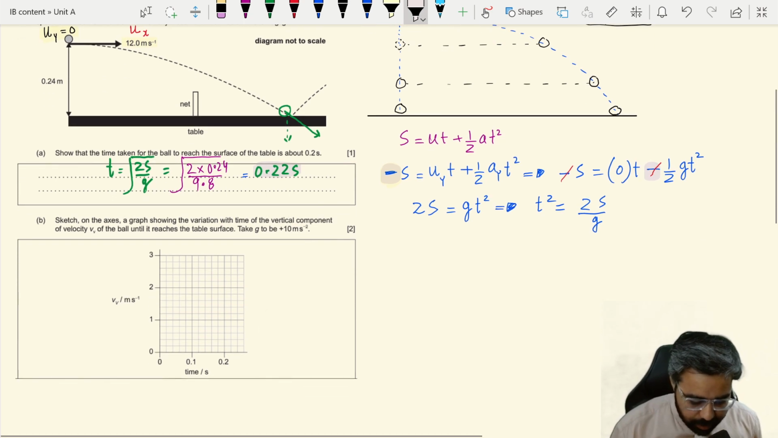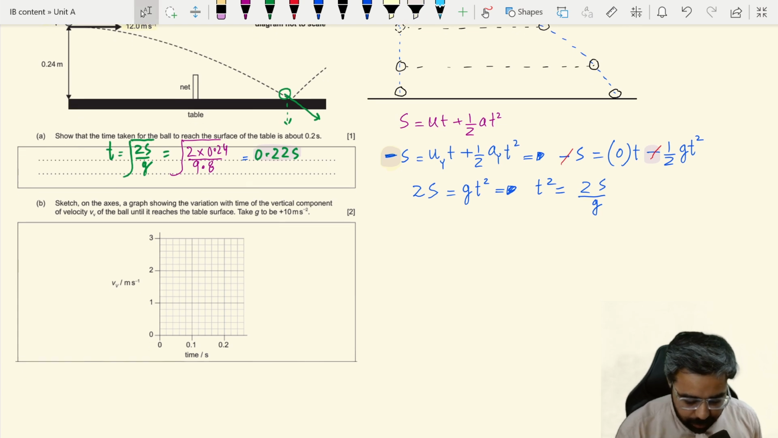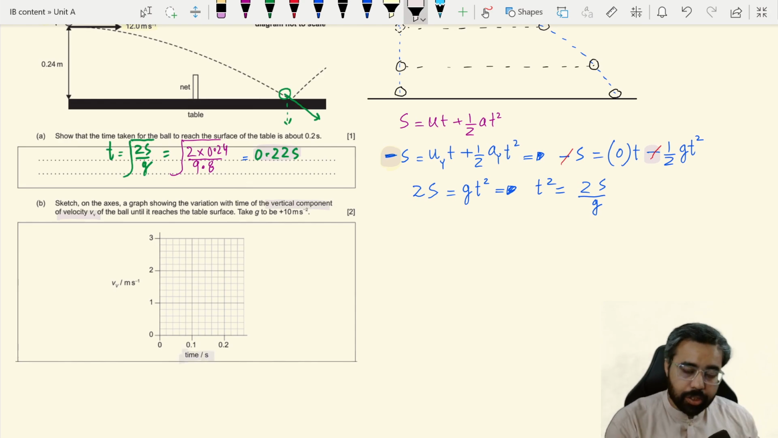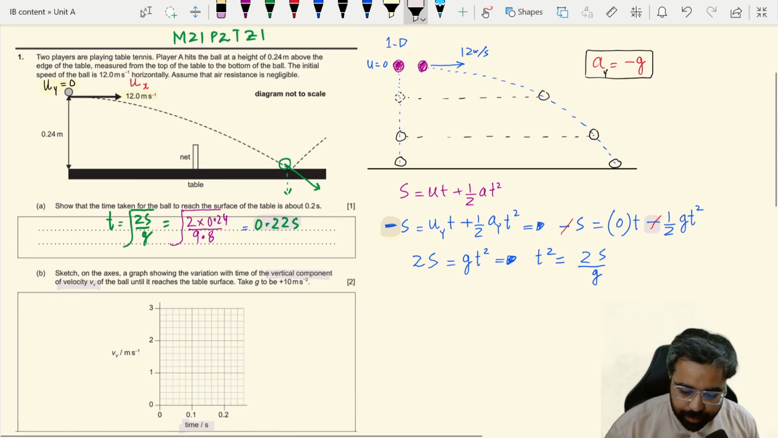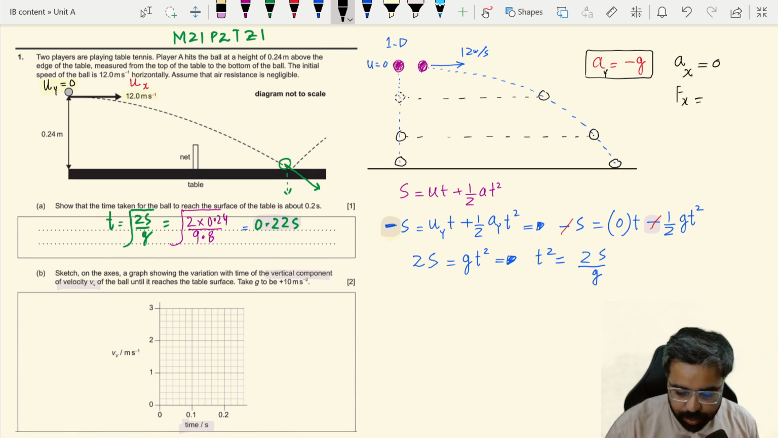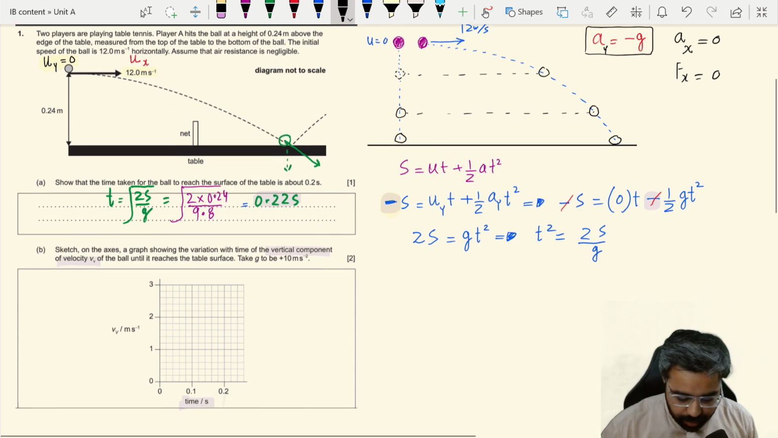Now in this next question we have to draw the graph of the vertical component of velocity of the ball versus time. Why vertical velocity? Because you know the horizontal velocity will remain the same during this trajectory, during this process. Why is that? Because there is no acceleration along the x-axis. The reason is there is no force along the x-axis because we are saying that there is no air resistance. We are assuming this.